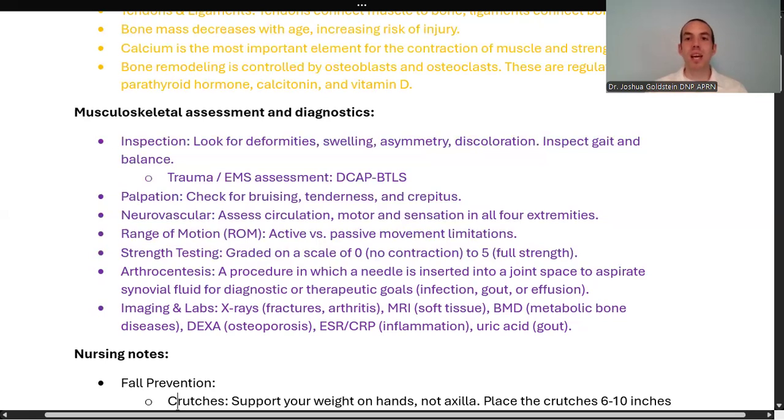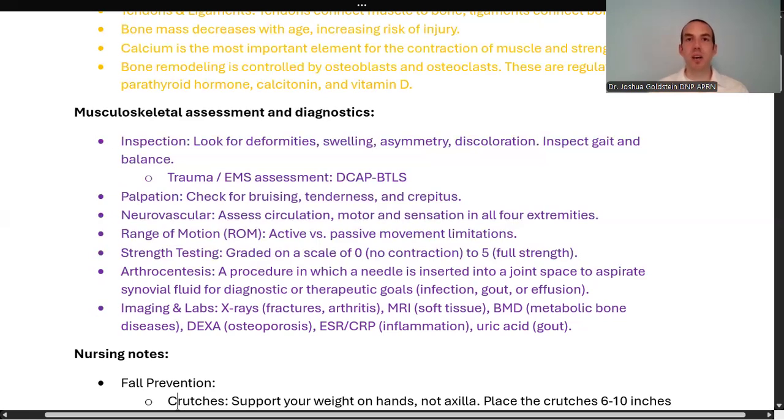We have a BMD, which is a bone mineral density test, and we use that for metabolic bone diseases like Paget's disease. We also have something called a DEXA scan, or a bone density scan, and that's what we use for osteoporosis. In fact, that's commonly done on a routine basis or as part of one-time screening for patients that are at high risk for developing osteoporosis. Then we have ESR or CRP. Those are labs. You've probably heard those in the past. One is called a SED rate. One is called a C-reactive protein, and those assess for inflammation.